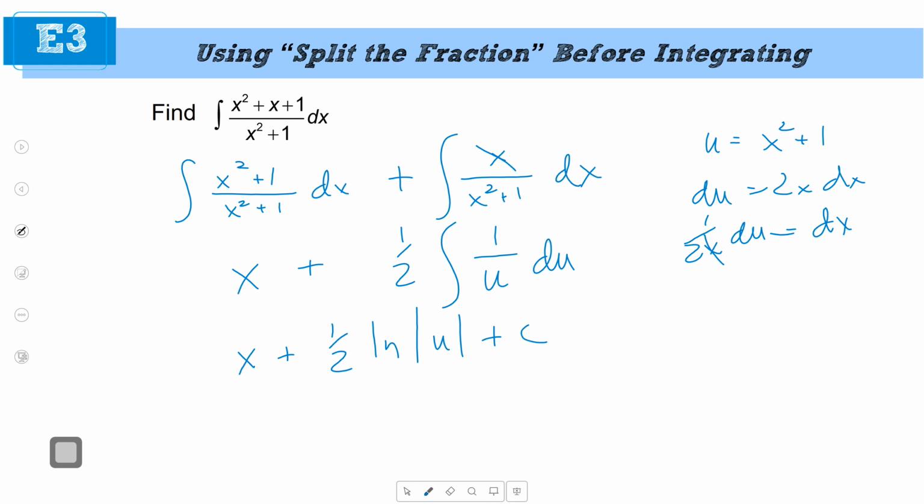Now, we do get a plus c from here. We do get a plus c from here, but what's c plus c? c, not 2c. Just c. You only need one c.